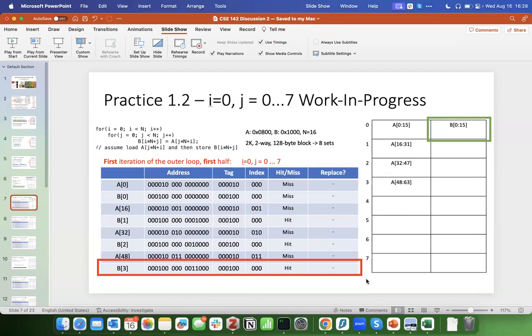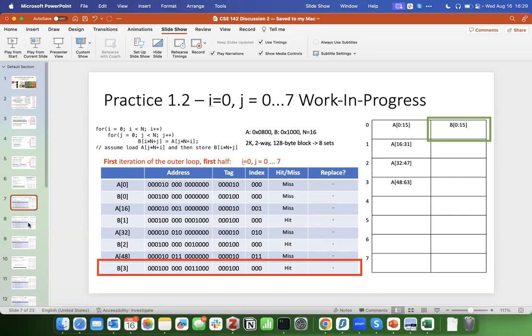Once you have filled in the first several rows of the table, right? This is only the partial table. Of course, you need to go all the way to B15, the first iteration, and then continue in the second iteration of the alternate loop. But at the beginning, you start to see a pattern emerging from these hit-miss results, right? Every access to A is a cache miss. The first access to B is a miss, but then a bunch of subsequent accesses are hits, because they all belong to the same block.